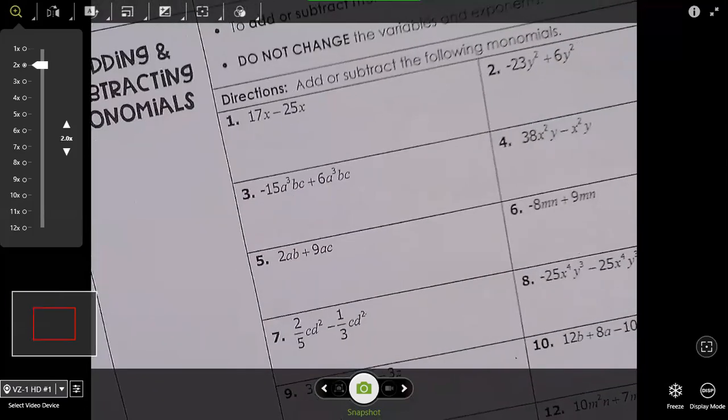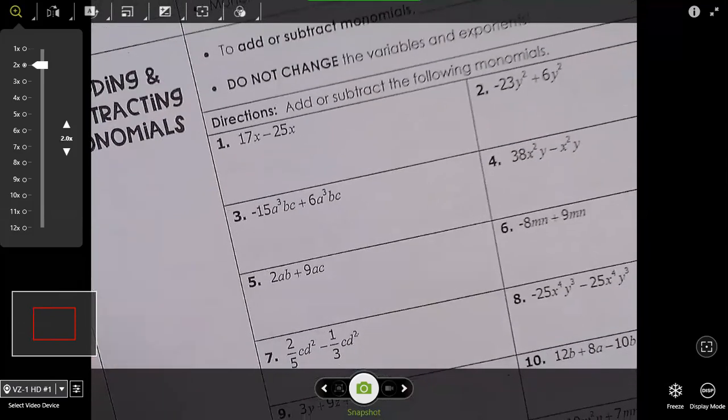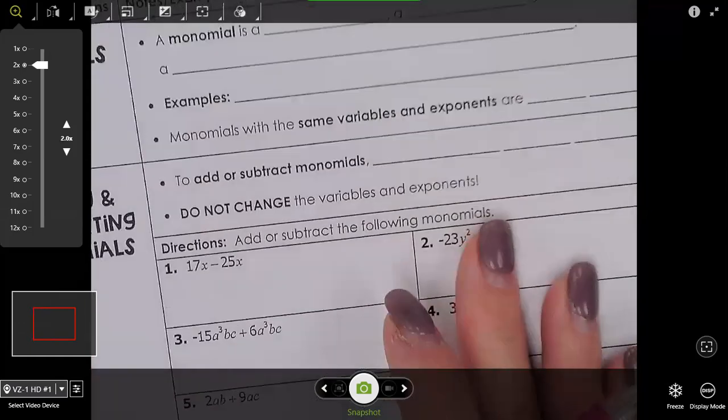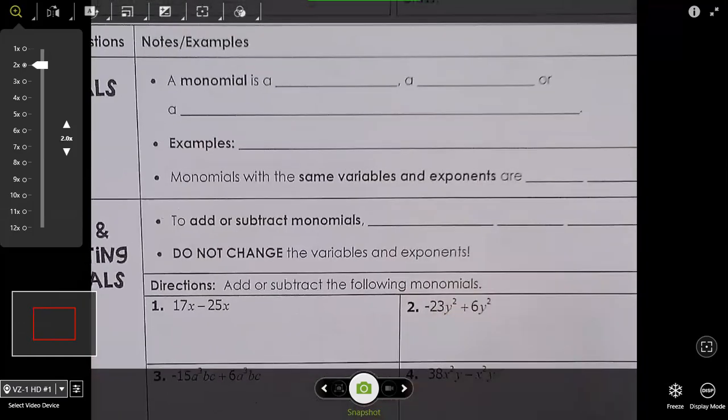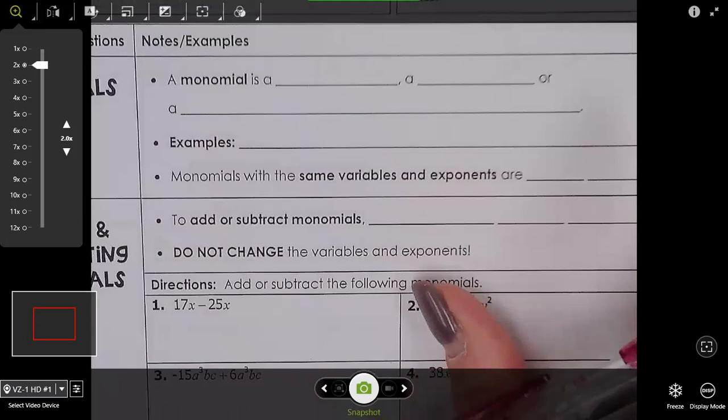The note keys are in Canvas. So if you miss some of the notes or you need a refresher, you can always get those notes from the key in Canvas, okay? All right, so if you really want to know what a monomial is and you're dying to write the definition down, you can just get it off Canvas, okay?